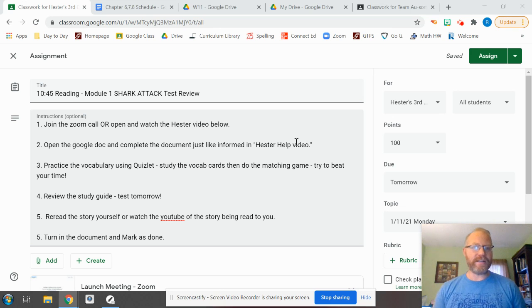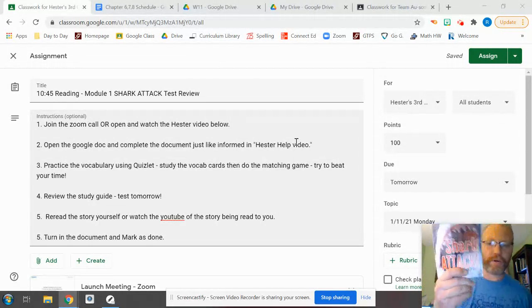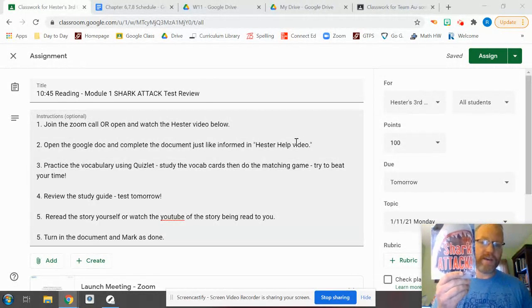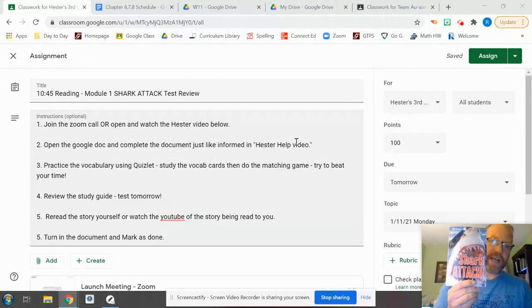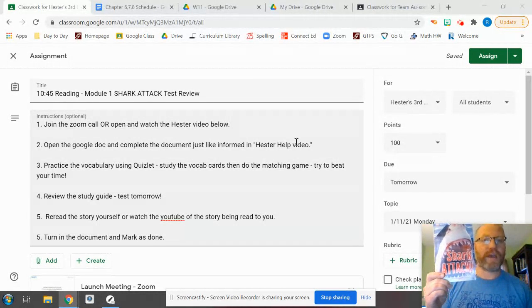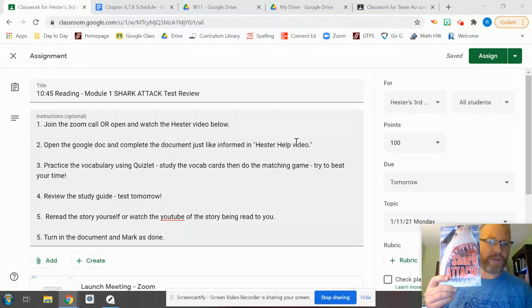We are starting reading today by reviewing our Shark Attack book. As we've been going through this whole module one, we've been changing the book around, and we finished our Shark Attack book this past week. Since we finished on Friday, we're going to do a review of the book today. You're going to be studying the vocab as well as listening to the book again. And after you are finished, you are ready for your test tomorrow.